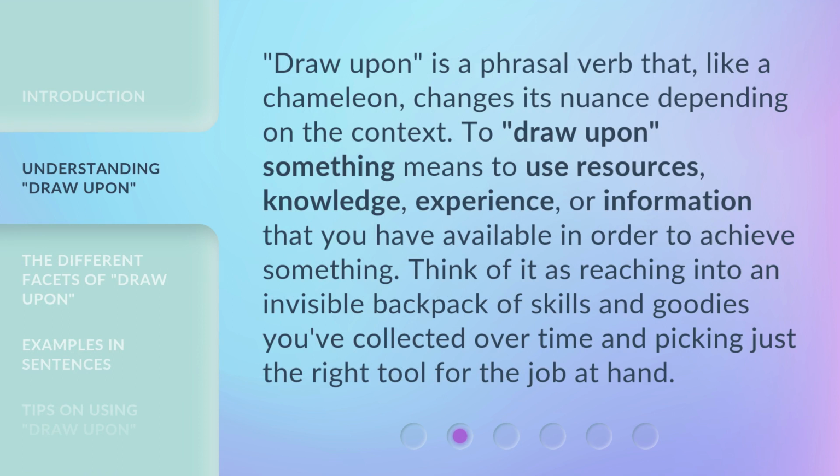Draw upon is a phrasal verb that, like a chameleon, changes its nuance depending on the context. To draw upon something means to use resources, knowledge, experience, or information that you have available in order to achieve something. Think of it as reaching into an invisible backpack of skills and goodies you've collected over time and picking just the right tool for the job at hand.